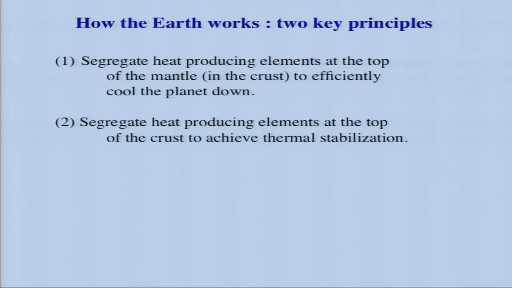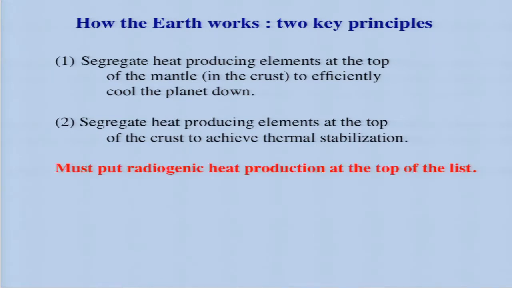So two key principles for how the Earth is working. Segregate your heat-producing elements at the top of the mantle in the crust. That's a very efficient way of cooling the planet. Segregate your heat-producing elements at the top of the crust to achieve thermal equilibrium. So you guess that the answer of all this is that you must put radiogenic production at the top of the list. This is an extremely important parameter, and that's frequently glossed over.